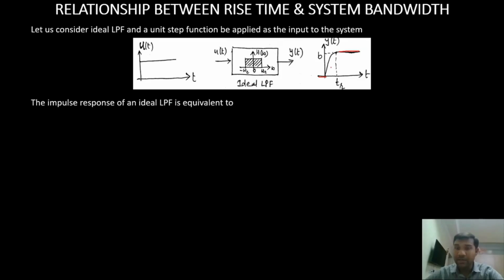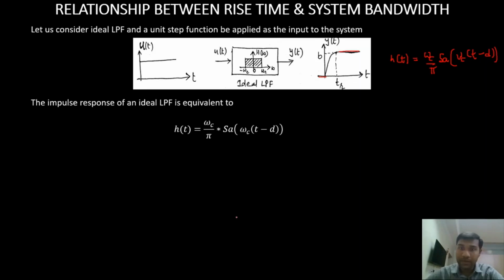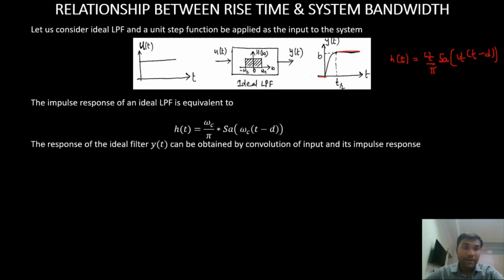This we have already calculated in the previous slides. What is the impulse response of the ideal low pass filter? It is h of t equals omega c divided by pi times sampling function of omega c into t minus d. This is the impulse response of the ideal low pass filter. Then we will find the response of the ideal filter when the input is a unit step function u of t.